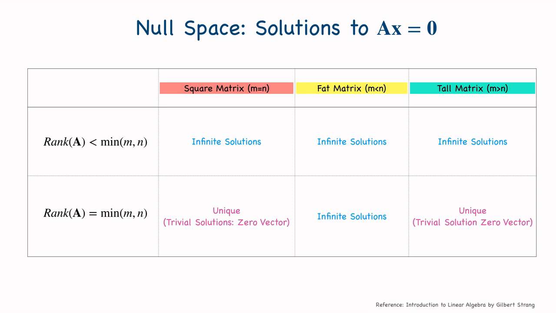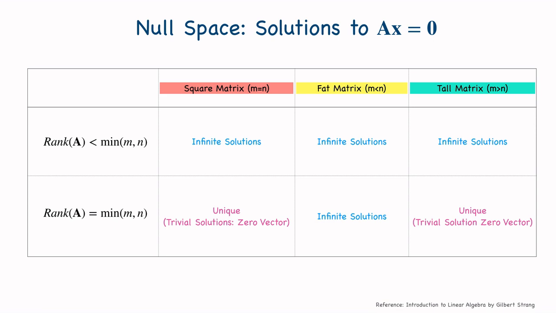When rank of A is less than minimum of m comma n, that means there are dependent vectors. Whenever there is a dependent vector, there is a possibility of infinite number of solutions, and therefore for all these cases we have infinite solutions. We also have infinite solutions for the fat matrix when rank of A is equal to minimum of m comma n, because there are dependent vectors in the fat matrix. As you can recollect, a fat matrix has more columns, which means that apart from the m columns, you also have n minus m columns, which are all dependent. That's why we have infinite solutions.